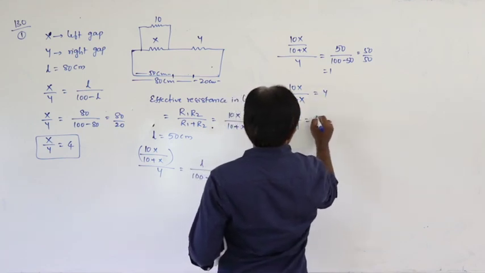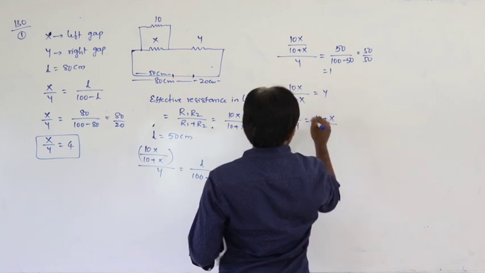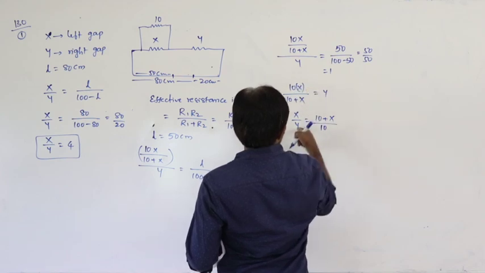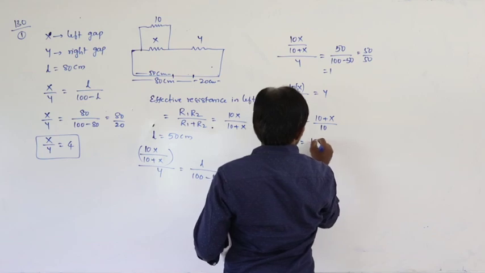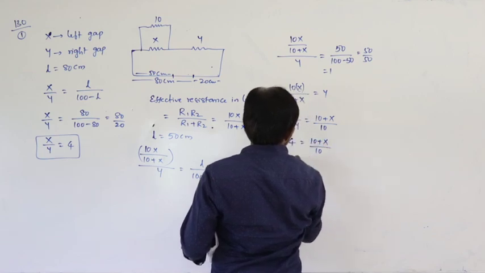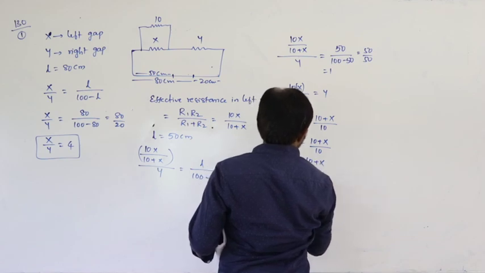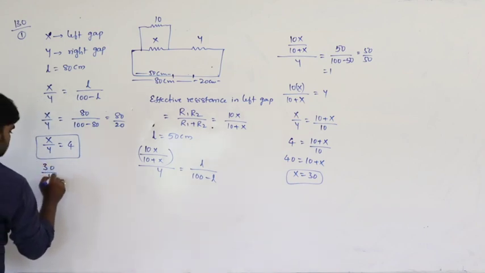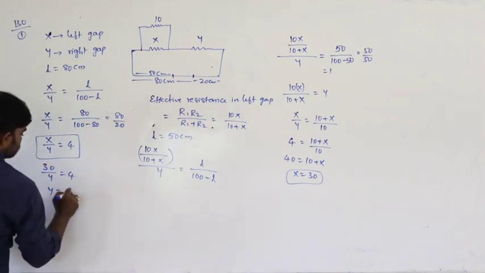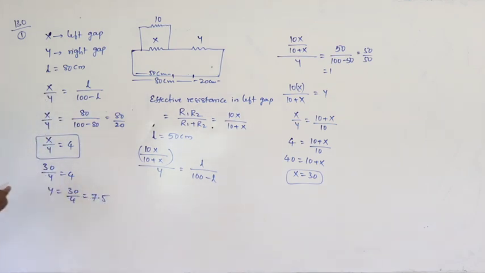So x by y is equal to 10 plus x by 10. But x by y we got earlier is 4. So 4 is equal to 10 plus x by 10. So 40 is equal to 10 plus x, x is equal to 30. If x equals 30, then 30 by y is equal to 4, y is equal to 30 by 4, 7.5. So 30 and 7.5.